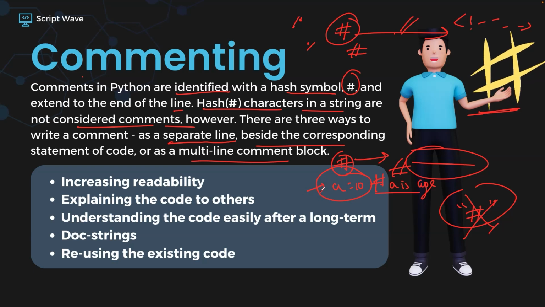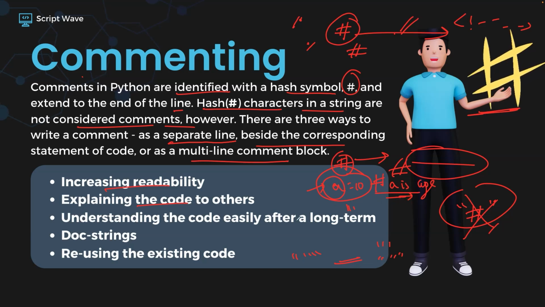This first one is a complete line comment. This is an inline comment. Now we have one more version, that is using triple quotes or 3 double quotes. So this is a comment. Using comments, we have readability, because here you can see what a is: a is age. It explains the code to others. Let's say someone else is reading my code, they'll understand clearly that okay, a is 10 where a is age. So they don't have any confusion of what a means.